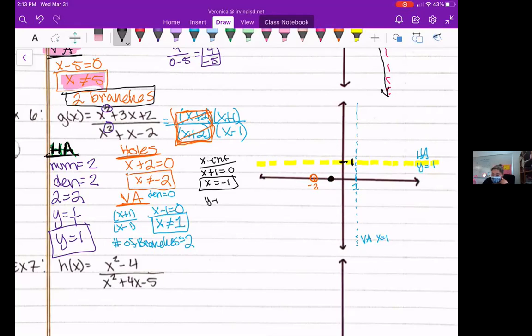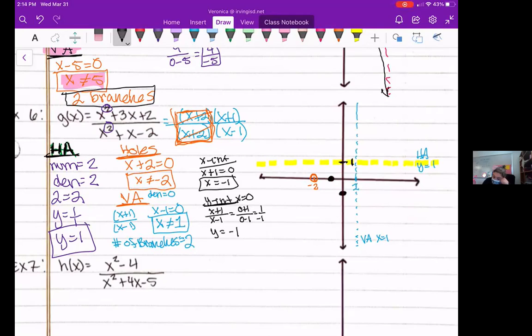For your y-intercept, all you have to do is plug in x equals 0 and then solve for y. So you can grab the original function or you can grab the simplified one, right? X plus 1 over x minus 1. So that's going to be 0 plus 1 over 0 minus 1, which is 1 over -1. So your y-intercept equals -1. So here's -1 right about there, and you have a y-intercept.